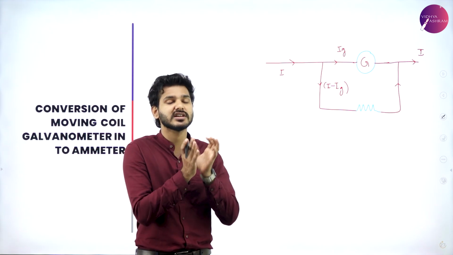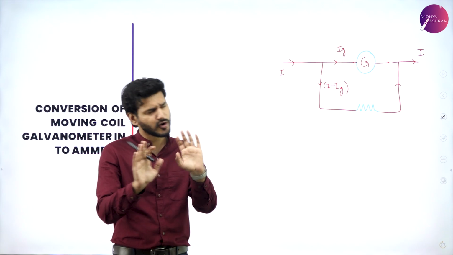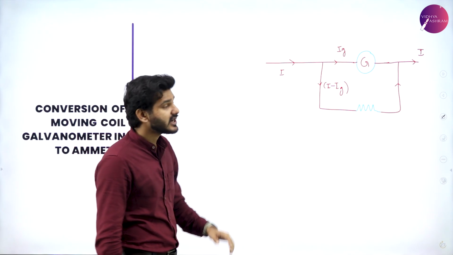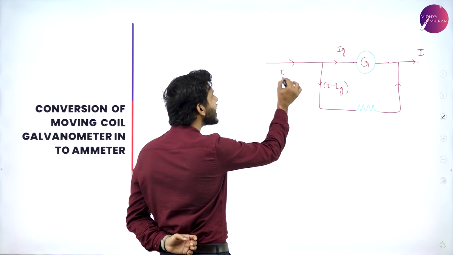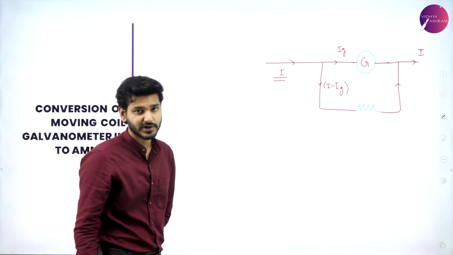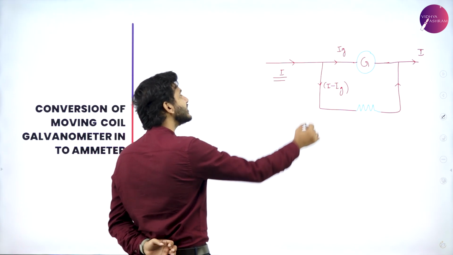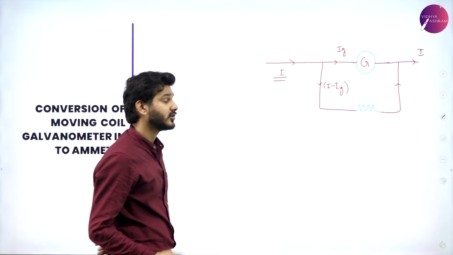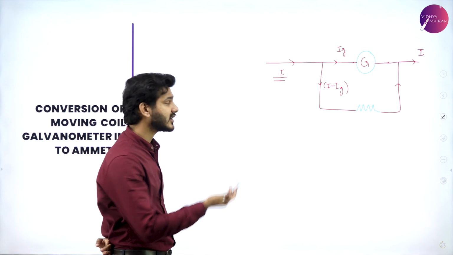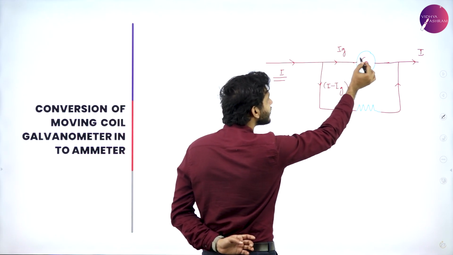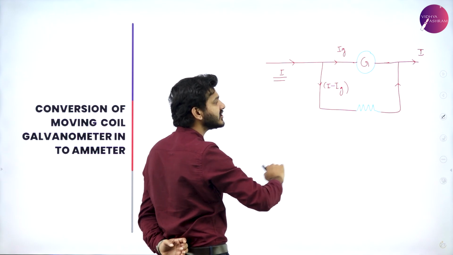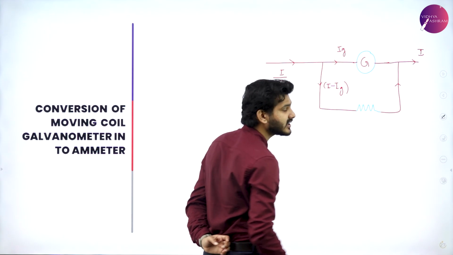That is, using a simple physics trick, you don't have to complicate your mind about that. The simple thing you have to know is that, let's say I amount of current is passing through this particular circuit. Then when it reaches the junction, it splits up into two currents. According to Kirchhoff's rules, the current splits up. So Ig amount of current passes through the galvanometer and I minus Ig amount of current passes through the resistance.